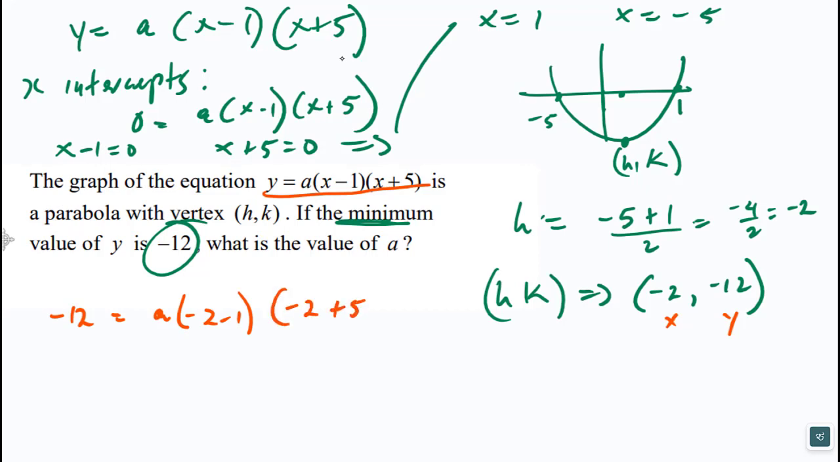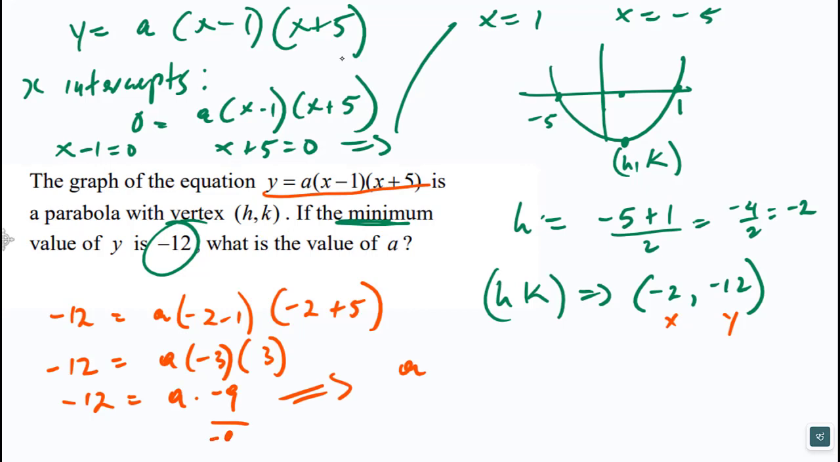So I'm going to get -12 = a times -3 times 3. So I'm going to get -12 = a times -9. Now I'm going to divide both sides by -9. This gives me -12/-9. 3 can go into both. 3 into 12 is 4. 3 into 9 is going to be 3. So my a is going to be 4/3 because the negatives completely cancel.